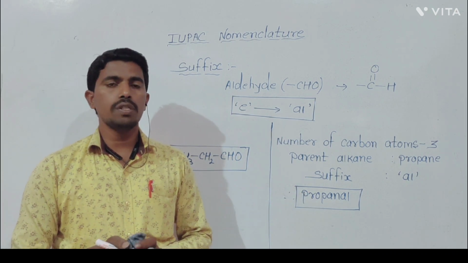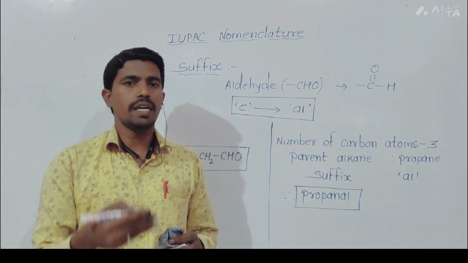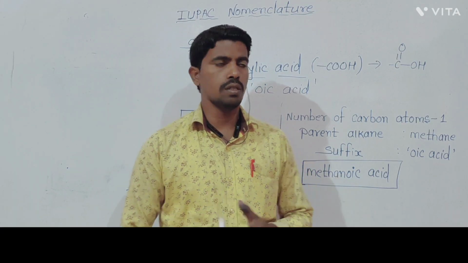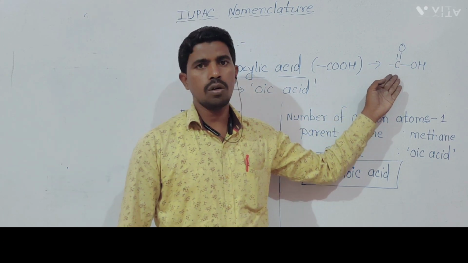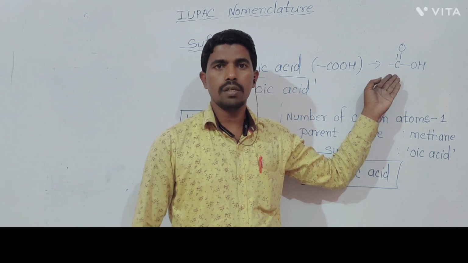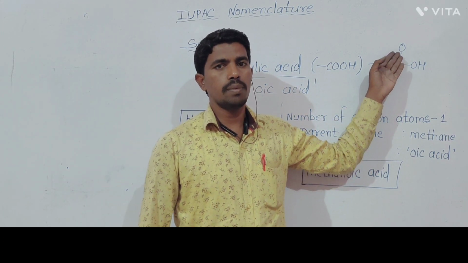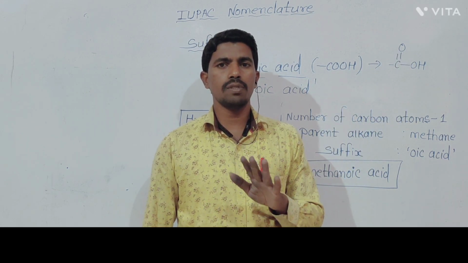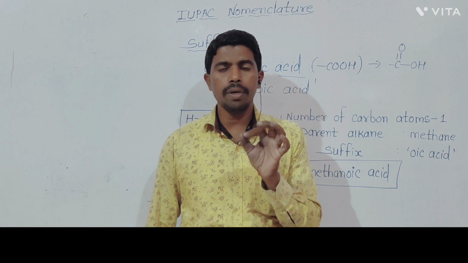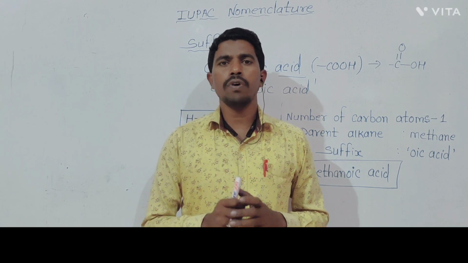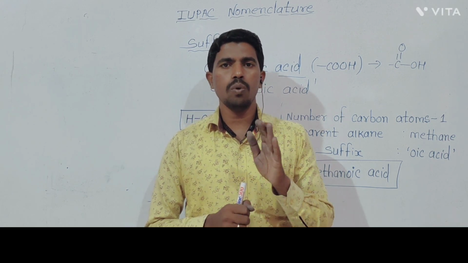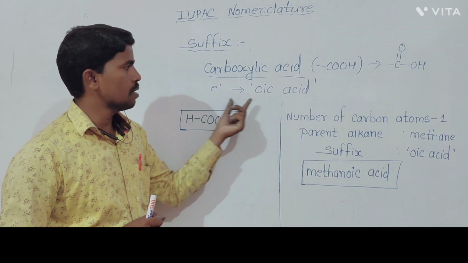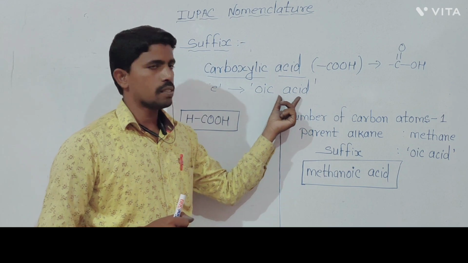After this we will see the carboxylic acid. Carboxylic acid is COOH, and this is the open structure of the carboxylic acid group, that is C double bond O, OH. So we will see some examples of carboxylic acid. We should remember that the last E of alkane is replaced by OIC acid.